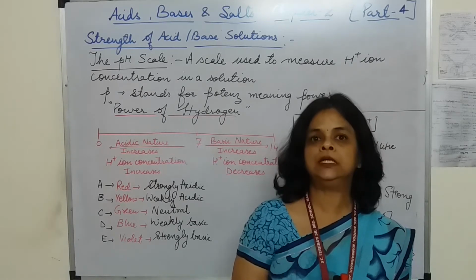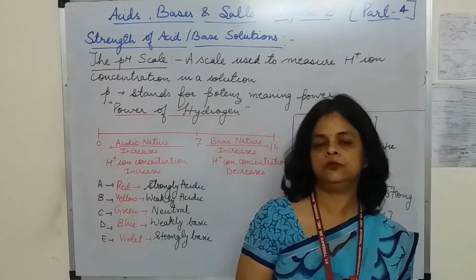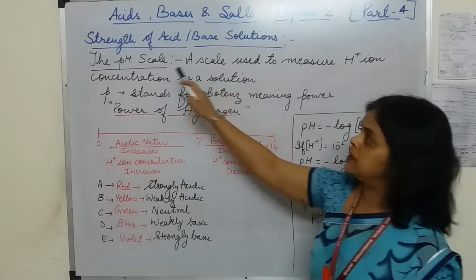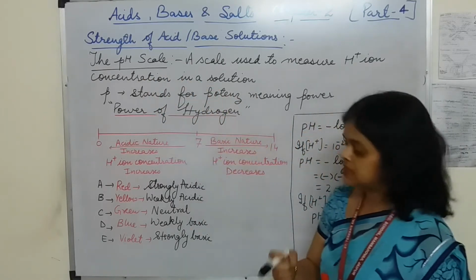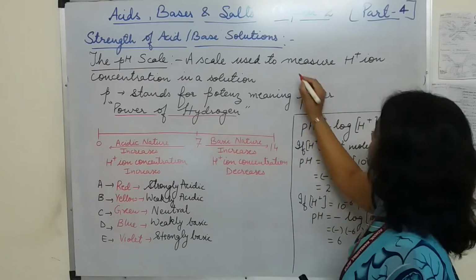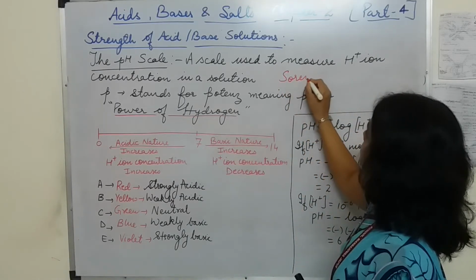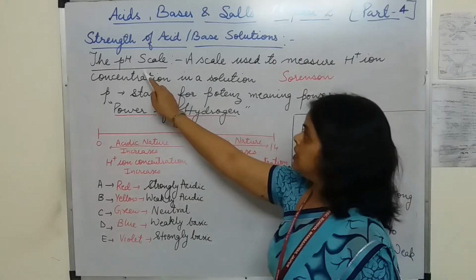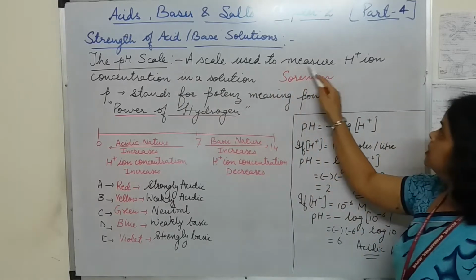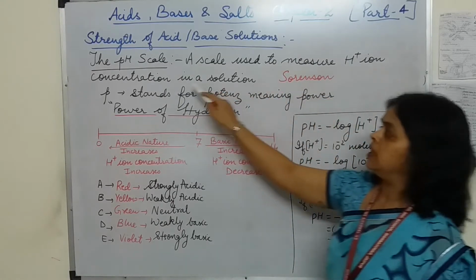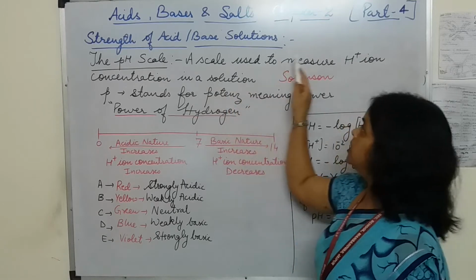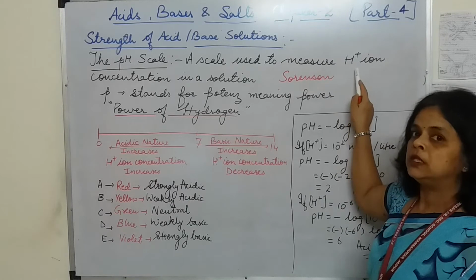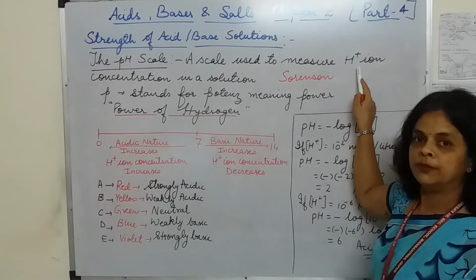So for detecting the strength of the acid or base solution, there was a scientist who gave the pH scale, and the name of the scientist was Sorensen. So he gave a pH scale, a scale used to measure H ion concentrations in a solution. How many H ion concentrations are present? And we know the higher the H ion concentration, the stronger the acidic nature it will have.